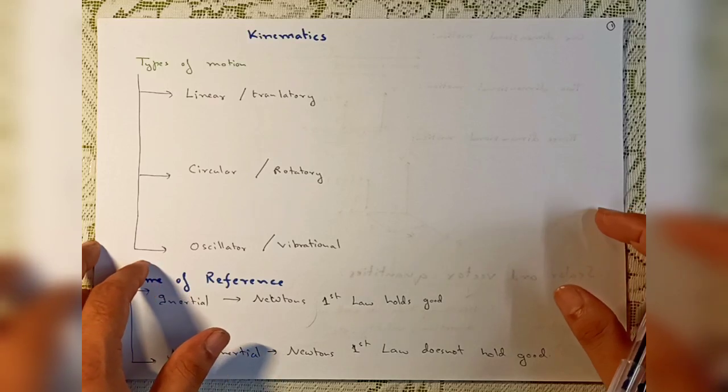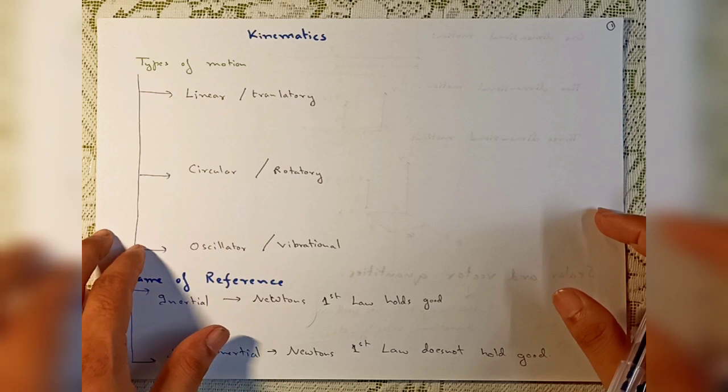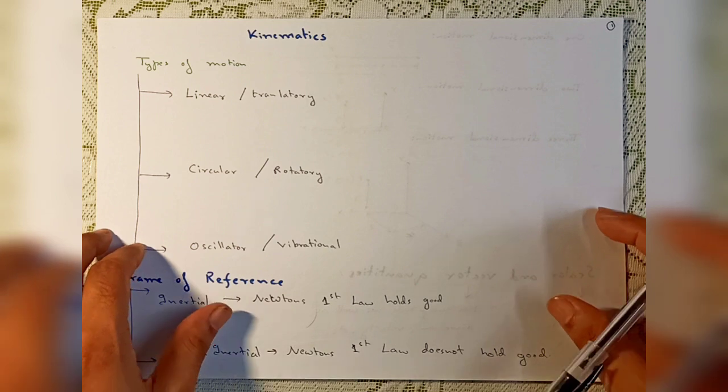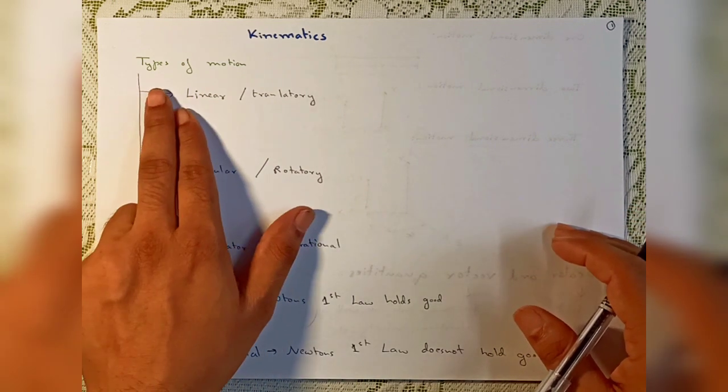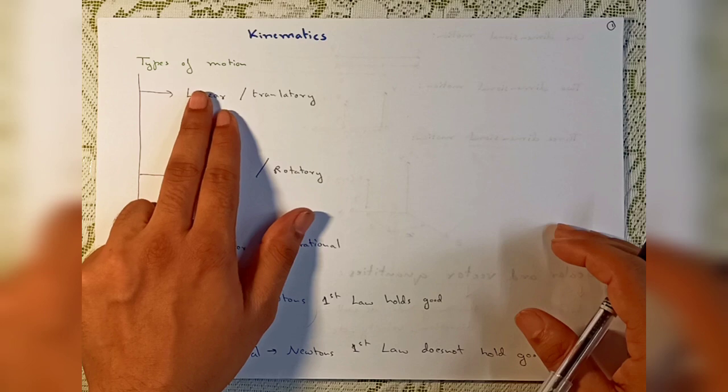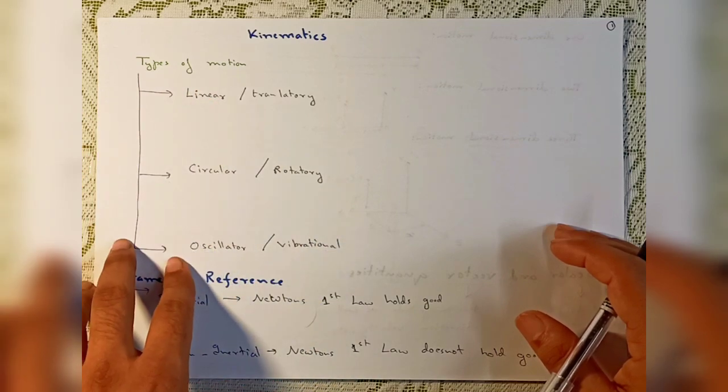So today we are going to talk about kinematics. Here we are dealing with those situations that arise due to the movement of an object. So let us begin. First is the types of motion. There are three types that have been divided.